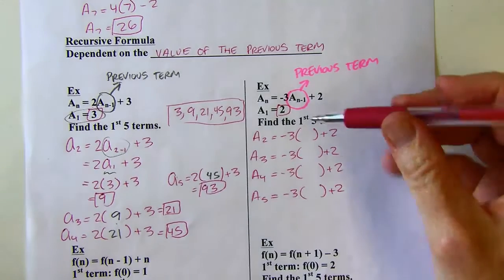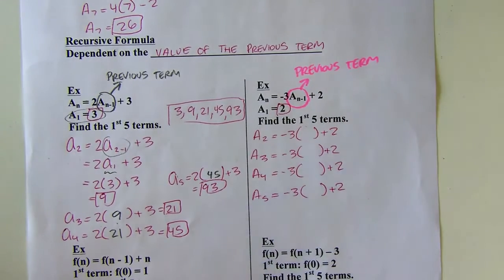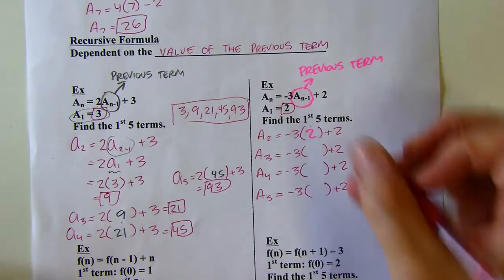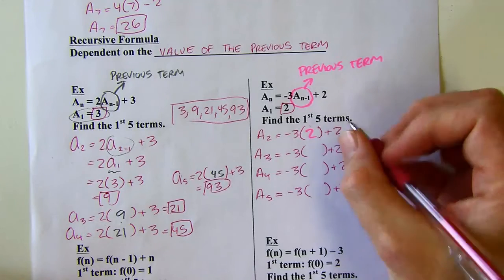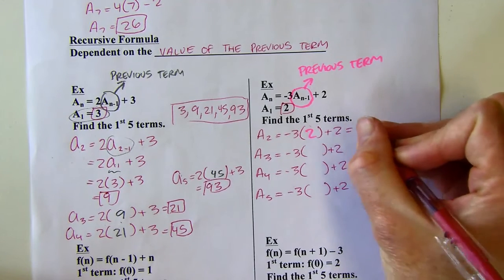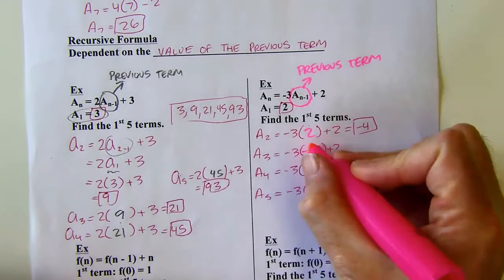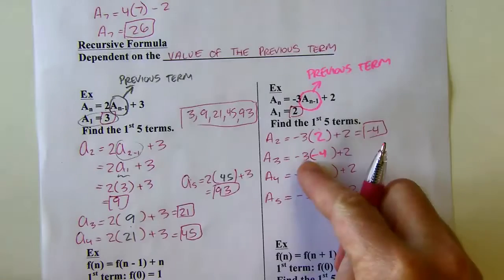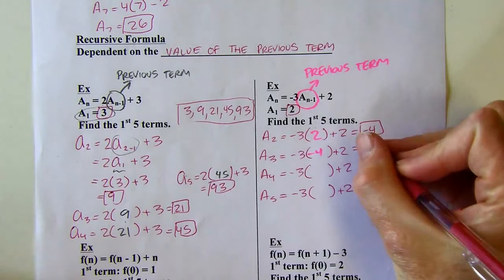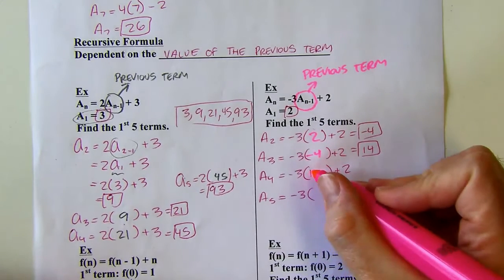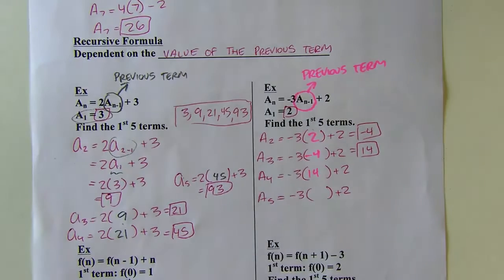Okay, so in this slot, the previous term is 2. So -3 times 2 is -6. -6 plus 2 is -4. And then, hey, -4 goes in this slot. Then I've got 12 plus 2 is 14. And I know it goes here. -3 times 14 is -42.